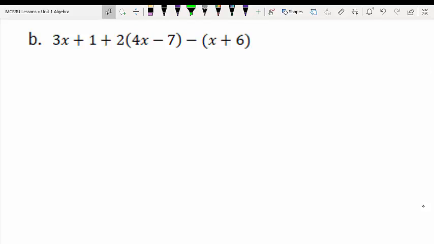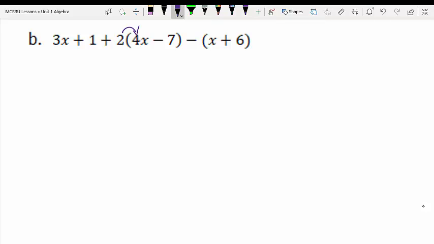Okay, part B, let's simplify this. So we have a little bit of work to do before we can collect like terms, right? Because we've got some brackets there. So let's use the distributive property to expand, or to get rid of these brackets first. Then once we get rid of the brackets, we can then combine like terms. So just always scan your polynomial first. See if there's any expanding that needs to be done before you start to collect the like terms.